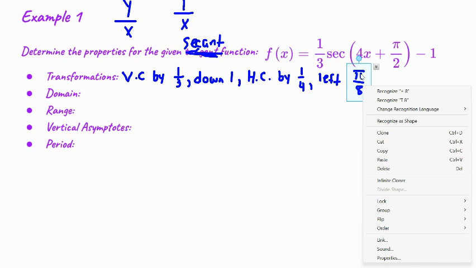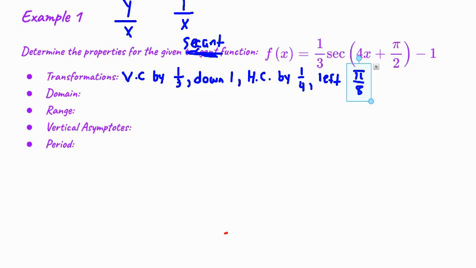All right. So we're going to look at the period first. Now remember that secant has a period of 2 pi, and we're multiplying it by 1 over 4. So that would give us 2 pi over 4. And then simplify that, that's just pi over 2. So our period is pi over 2.